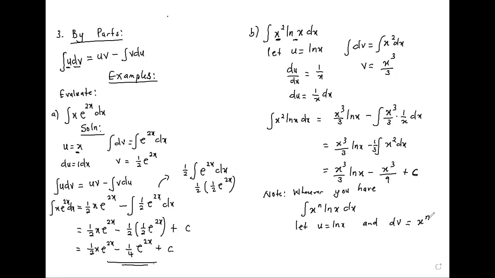Here, for this case, whenever you have the integral of x^n e^x dx, let u be x^n, and then dv be e^x, so that this one should be reducing, because the other guy is going to be fixed. The e^x will keep coming back.